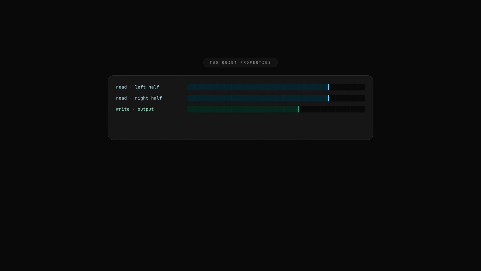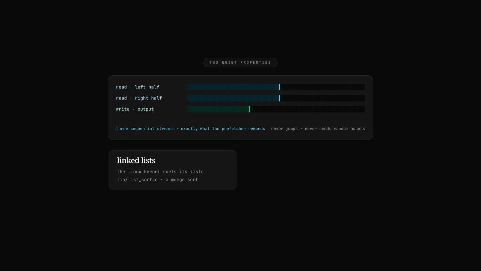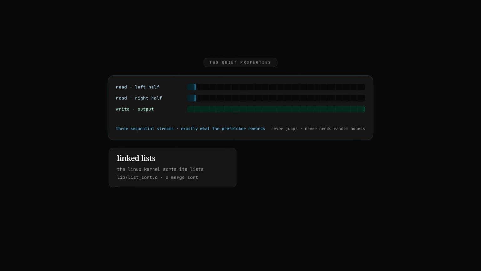And 2 quiet properties do serious work in production. The merge reads both halves front to back, writes front to back. 3 sequential streams. Lesson 2 told you what the prefetcher does with that. And merging never jumps, never needs random access, which makes it the sort for data you can't index into. Linked lists. The Linux kernel sorts its lists with a file literally called list sort.